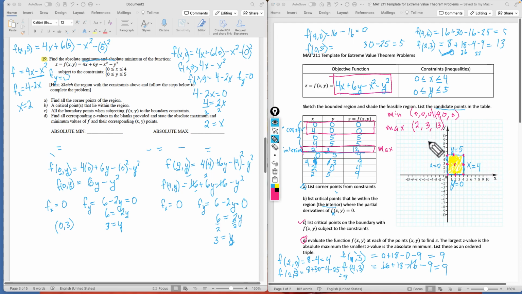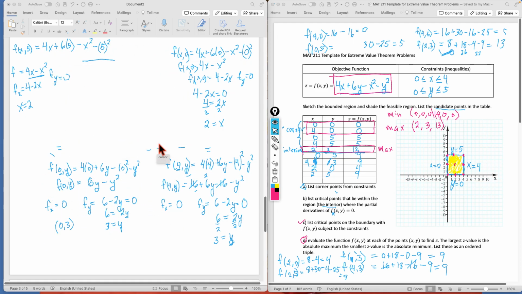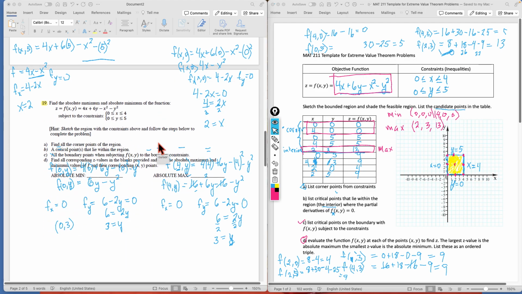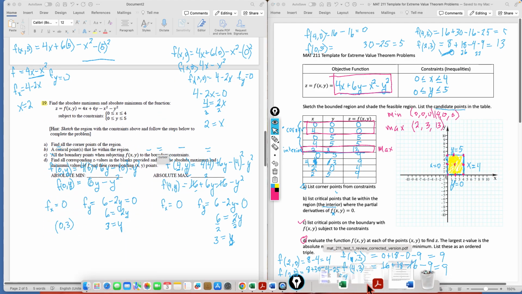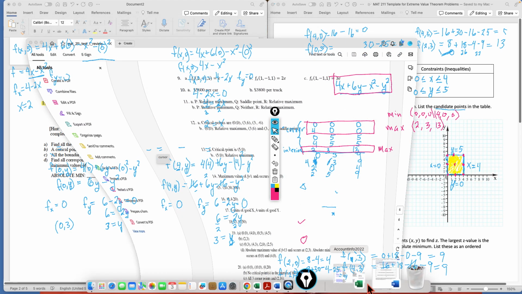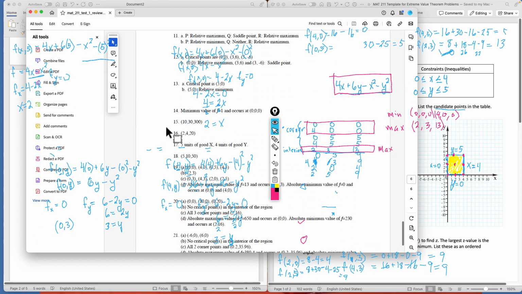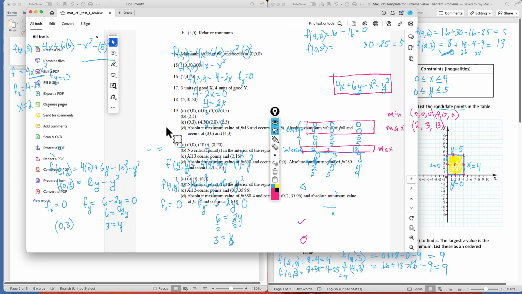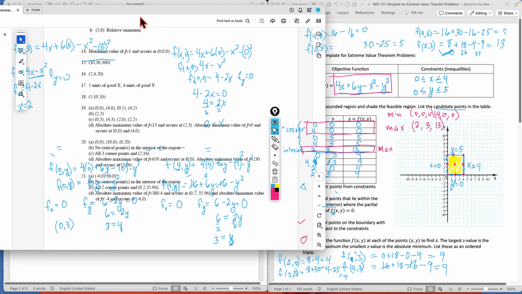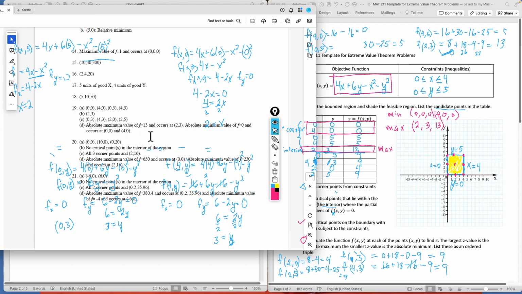Let's go ahead and take a look at the answers. This was number 19. Because I didn't work this in advance. Oh, I don't have it here. Let's see if I've got it open. Let's see, 19. Okay, it's kind of a mess here. Absolute maximum value of f is equal to 13, occurs at 2, 3. Absolute minimum of f equals 0 occurs at these 2 points. Okay, so that's good. All our points that we found are all listed. They didn't do a sketch, but we did a sketch.